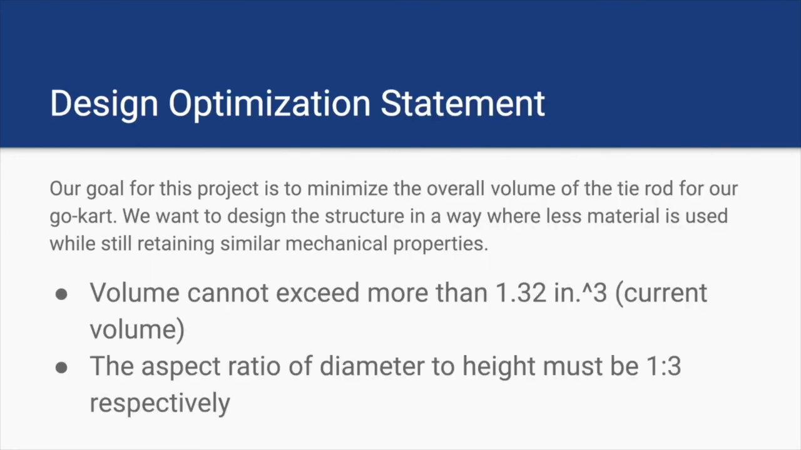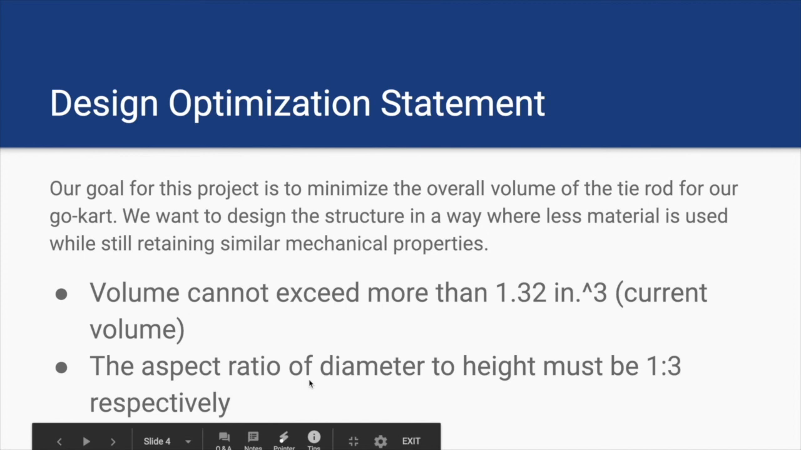So our design optimization is to reduce the overall volume of the tie rod for our go-kart. We want to design the structure so that less material is used and it still retains similar mechanical properties. Our volume cannot exceed 1.32 cubic inches, and the aspect ratio of diameter to height must be 1 to 3 respectively.